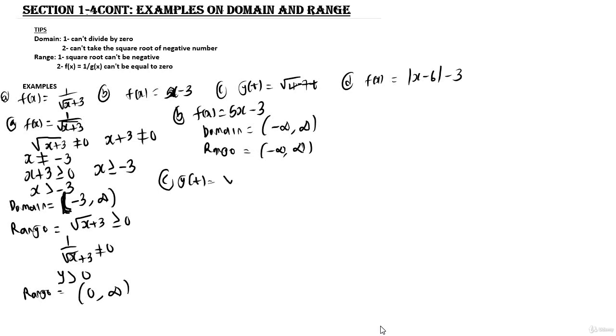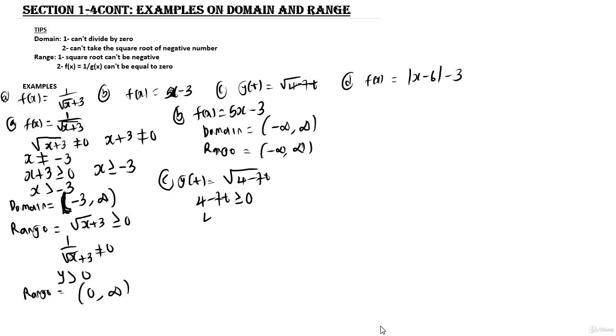G of t is equal to the square root of 4 minus 7t. So now we know for the domain, we said we can't divide by 0, and we said we can't take the square root of a negative number. So meaning 4 minus 7t is going to be greater than or equal to 0, since we can't take the square root of a negative number. So now we need to solve for t.